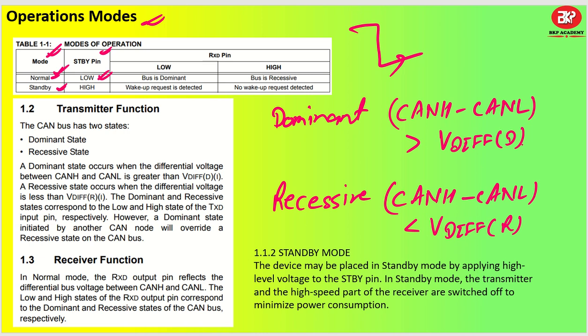Okay, so that will be your normal mode operation. If it is high, then it will be a standby. That is, the transceiver is not working. That transceiver is not active. All right. Now coming to the RxD pin in those cases.